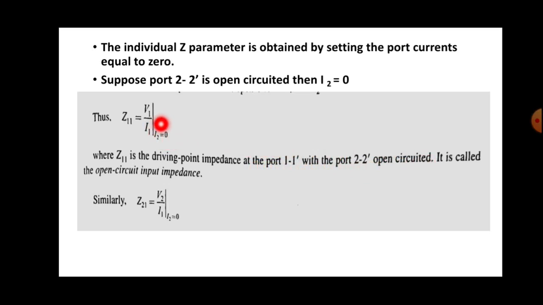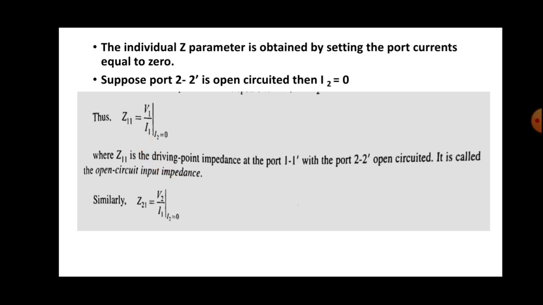Here port 2 is open circuited. How are we saying that port 2 is open circuited? Because I2 equal to 0. And Z is the impedance and 11 is the suffix, so V1 and I1 will come. So we can say that Z11 is the driving point impedance at port 1-1' with port 2-2' open circuited, and this parameter is called the open circuit input impedance.